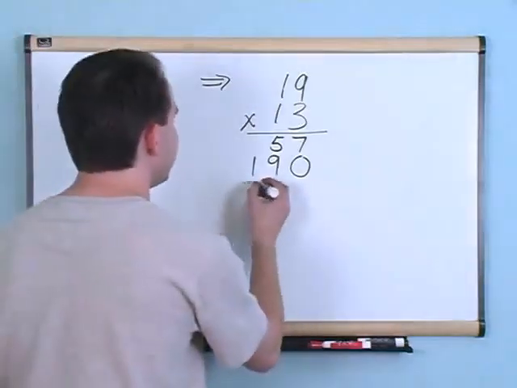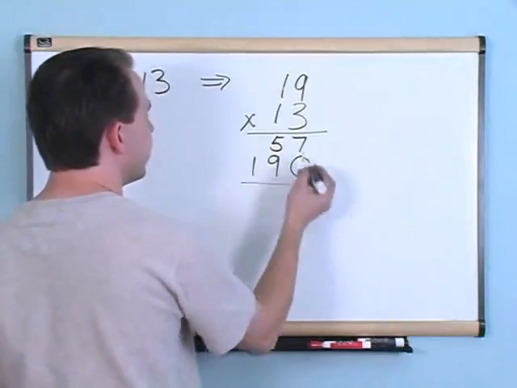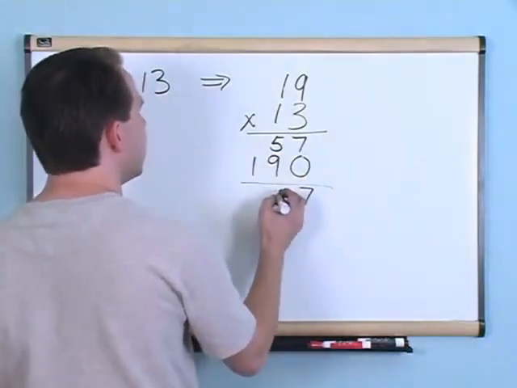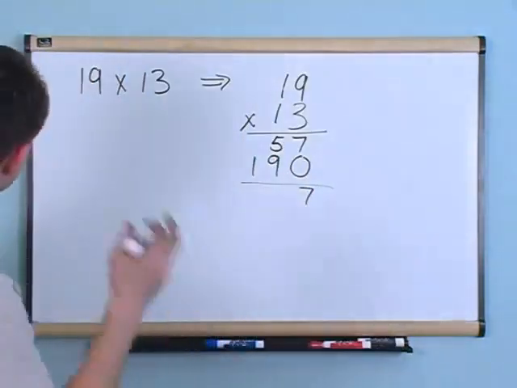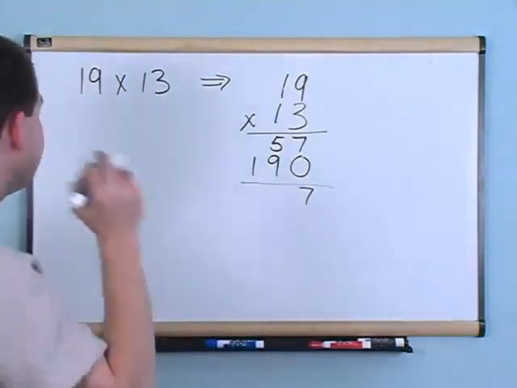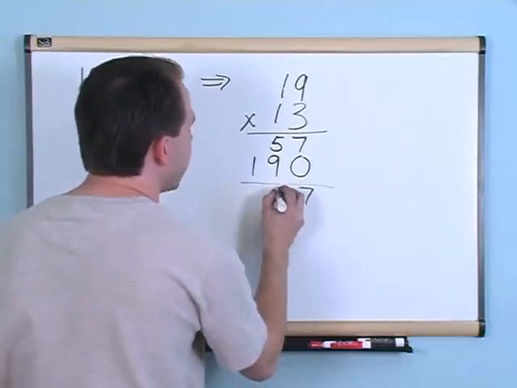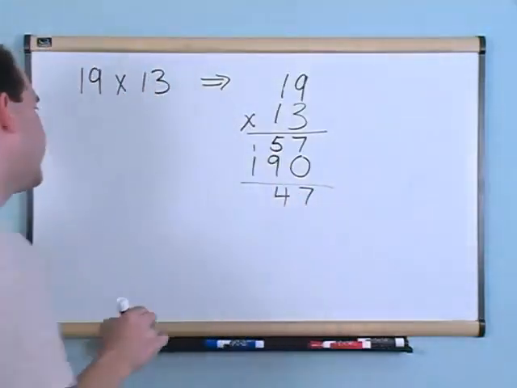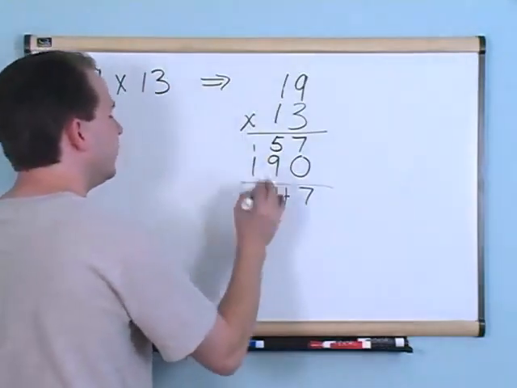Now, the next thing you do after that is you draw your line, you have to add these two numbers together. 7 plus 0 gives you 7. 5 plus 9 gives you 14. You just remember that from your addition. So because it's 14, we have to put a 4 down here, carry the 1 over. Okay? And then 1 plus 1 gives you 2.